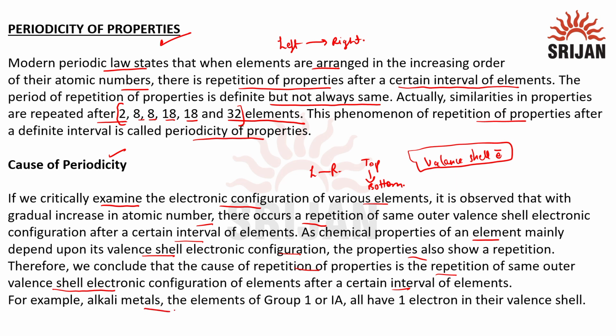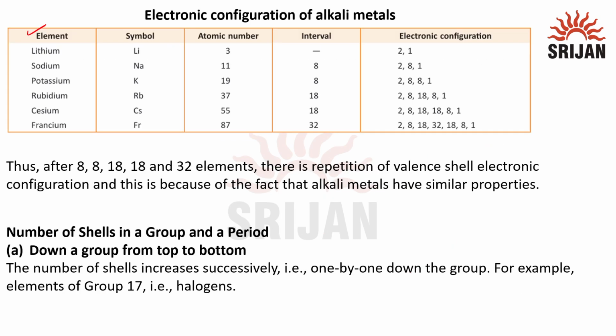For example, alkali metals, right? The elements of group 1 are known as the alkali metals. All have one electron in the valence shell. You can see here in this table, these all are the alkali metals that belong to group 1, that is lithium, sodium, potassium, rubidium, cesium, and francium. All of them have one electron in the outermost shell. That's why all of them will show the same kind of electronic configuration and also the same kind of chemical properties. And here the intervals are again 8, 8, 18, 18, and after 32 elements, right?